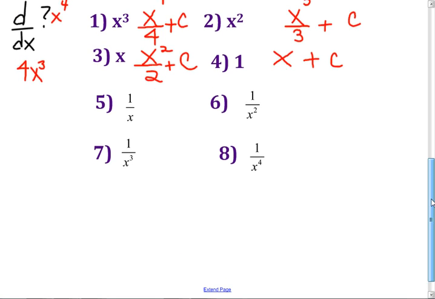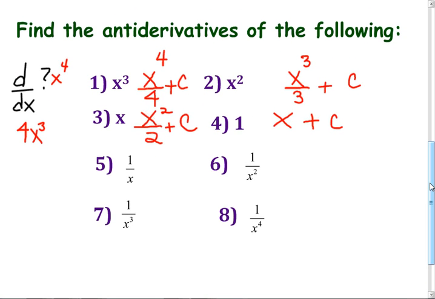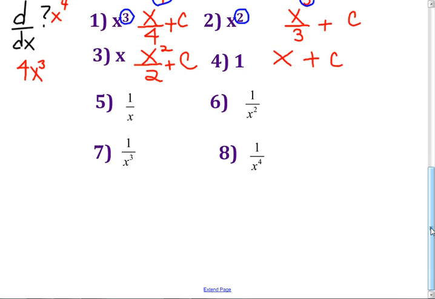Have you guessed the rule yet? What are you doing with this? This was squared, this became cubed. This was to the 3rd, this went to the 4th. So the antiderivative of x to the n is x to the n plus 1 over n plus 1 plus c.